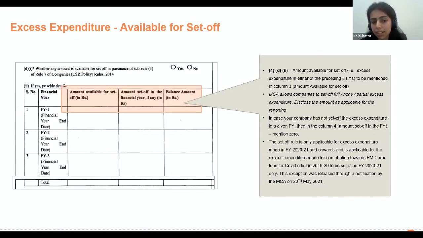The MCA had released a notification back then for allowing the companies to set off that excess expenditure in FY21 only. Hence, this table would be empty for the form filled for FY21, and for the form filled for FY22, your preceding year to be considered would be FY21 only and none before that.